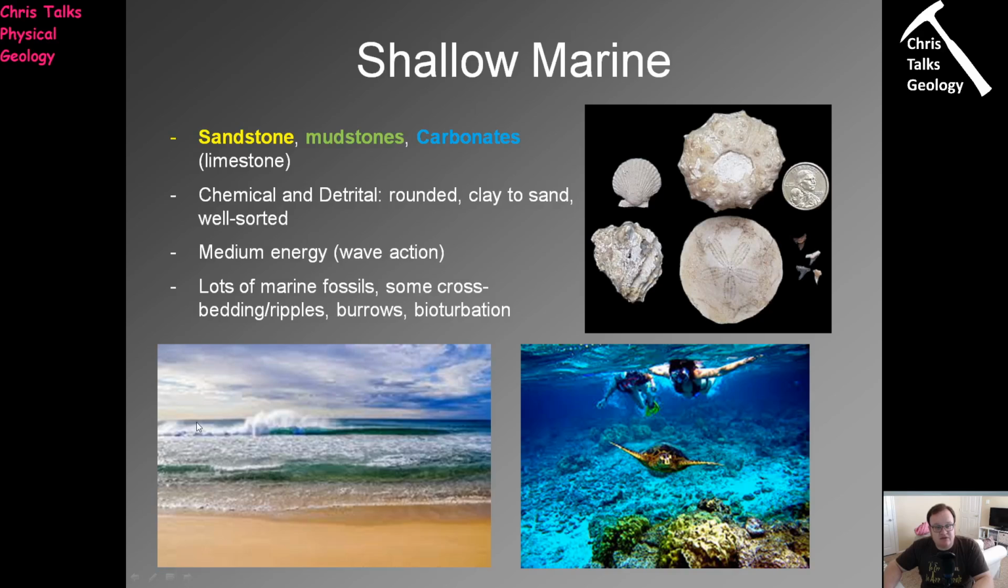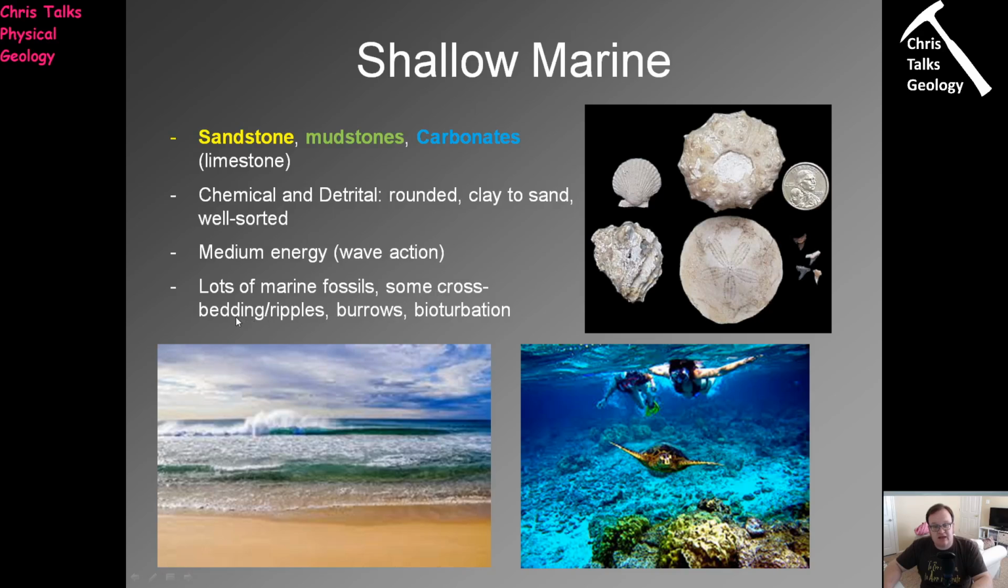The environments themselves are typically medium energy. There's lots and lots of wave action churning up the water, there's tidal action, there's currents, there's storm action depending on if there's a large storm coming in. So these tend to be relatively moderate energy environments, and because there's lots of water moving around, that means you get lots of things like ripples.